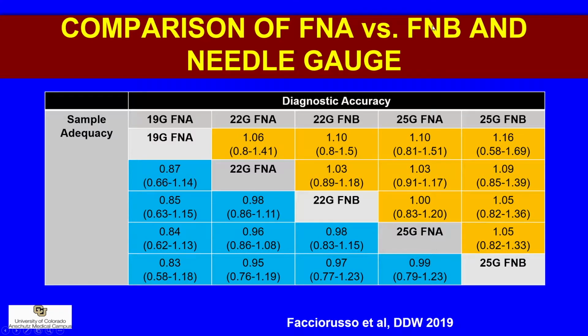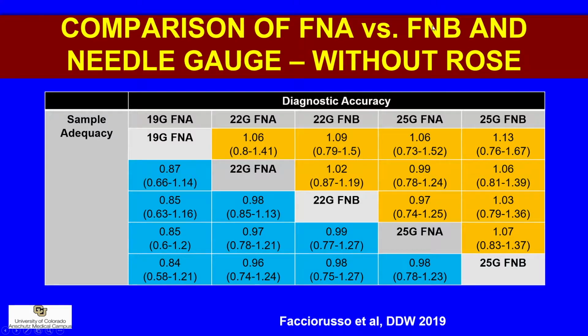This is the final result slide of this network meta-analysis. The take-home message is it really makes no difference what technique you use in your practice, as long as you practice the appropriate methods of identifying the lesion and getting your lesion well sampled by any needle, whether it's a 22 gauge, a 19 gauge, or 25 gauge. There's really no difference in your accuracy rates between these three different types of needles.